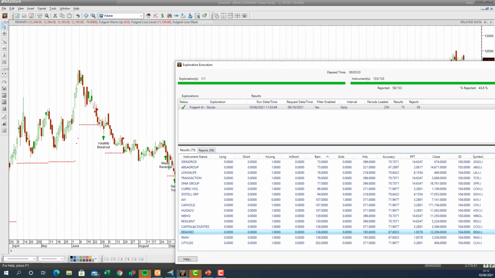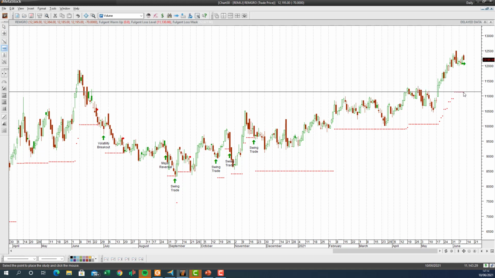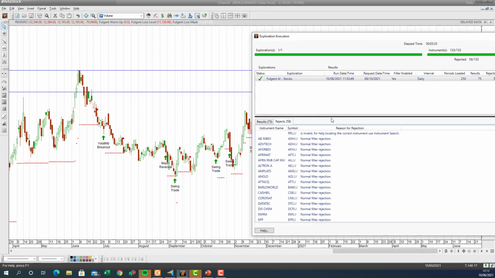Okay, let me just move this thing away again. Wow, swing trade, fantastic swing trade. You look at the volatility. Stop losses just moved up, and this is still in a long. That's the new stop loss. These old highs should now be the new support level. So it's still in a long. Remgro. Alright, so let's go and look at some of the rejects here in the reject list.